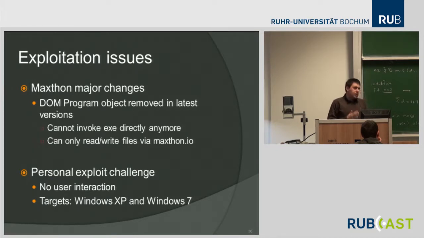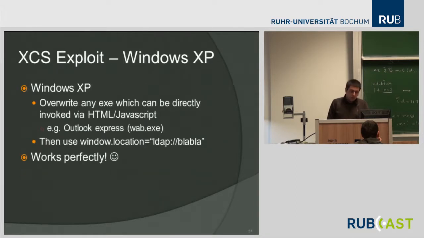So as a personal exploit challenge, I said, okay, I don't want any user interaction. I don't want the pop-up to warn and stuff. And I'm targeting Windows XP and Windows 7. In Windows XP, it's very easy. Since I can read and write, I will overwrite an executable, like Outlook Express. And then I call window.location, which points to a URI supported by Outlook Express. With no user interaction, if I compromise the Outlook Express executable, then my new executable will be executed.